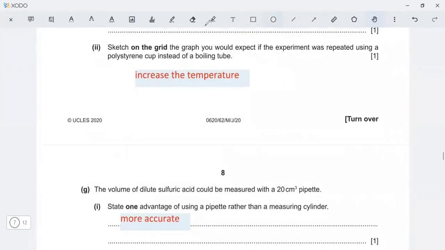Okay, the second bit. Sketch on grids the graph you would expect if the experiment was repeated using polystyrene cup instead of boiling tube. So what happens? As the polystyrene cup acts like an insulator, there will be no heat lost, so the temperature can increase. So we just write the grid here. It's the increasing of temperature.